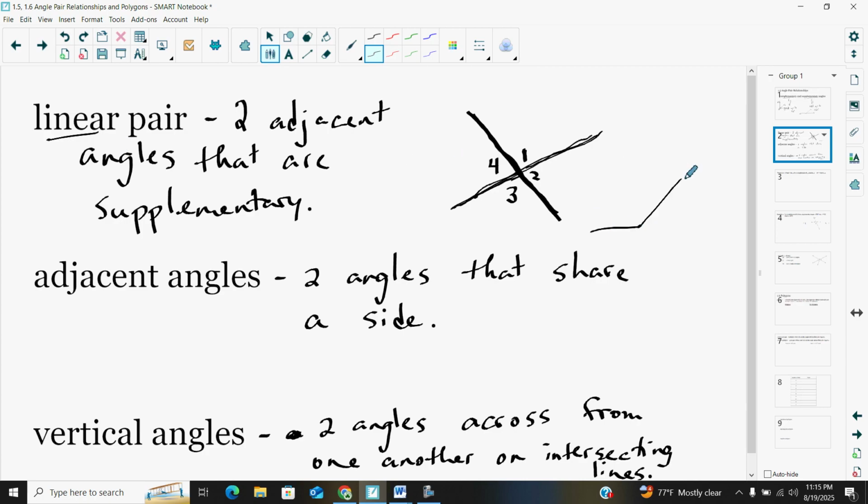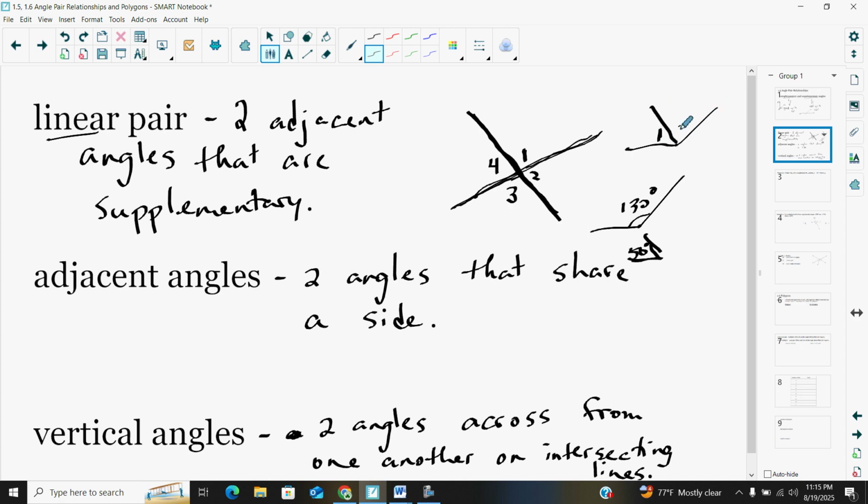So if I have a couple angles like this, and suppose this one's 130, and then I've got another one here, this one's 50 degrees. We say these are supplementary angles because they add up to 180, but we don't call them a linear pair because they're not adjacent to one another. Now we could redraw it so that they are adjacent, and now they would be a linear pair. But as they're drawn, they're just supplementary angles.